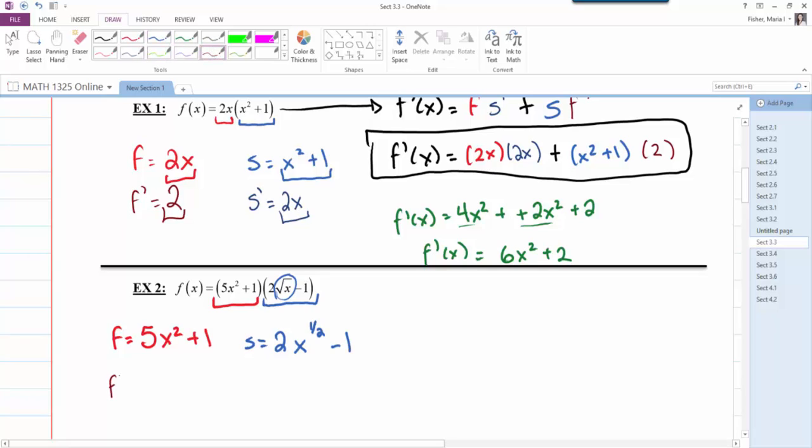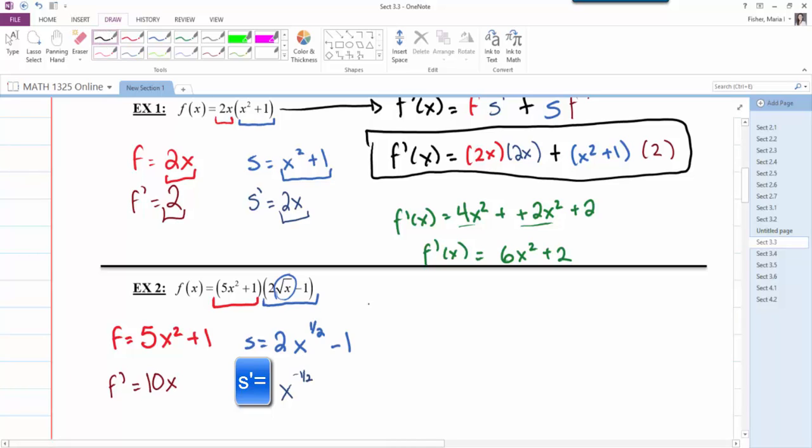So the derivative of the first, well, again, this is just power rule. 2 times 5 is 10. Raised to 1 less, so it's x to the first power. The derivative of 1 is 0. The derivative of my second function, 1/2 times 2 is 1. I don't need to write the coefficient of 1. X, 1 less. 1/2 minus 1 is negative 1/2. The derivative of negative 1 is 0, and I don't need to write that. So I'm ready to go.